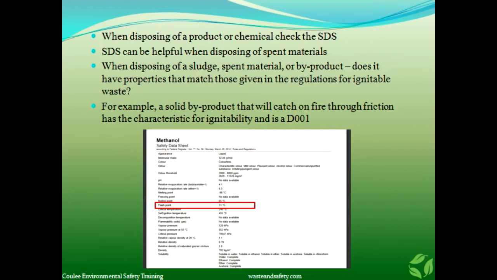Also, safety data sheets can be very helpful when disposing of spent materials. If the product met the ignitable waste characteristics before its use, it may still have those same properties after it is spent. Likewise, when disposing of a sludge or a byproduct, if you know that waste has properties that are going to match those given in the regulations for ignitable waste, you can designate it as D001. For example, if you had a solid byproduct that will catch on fire through friction, it has that characteristic for ignitability and would designate as D001.